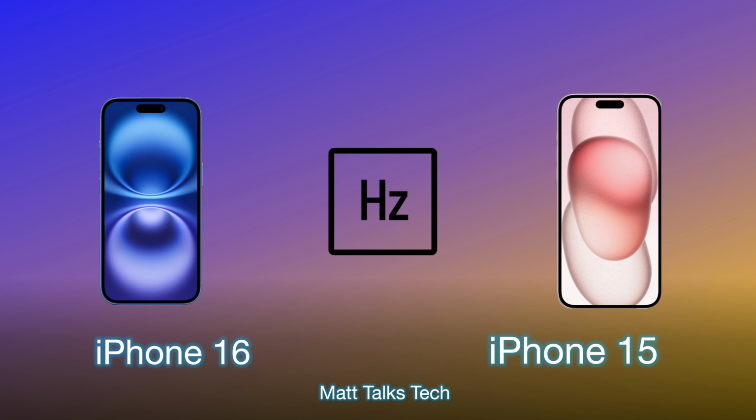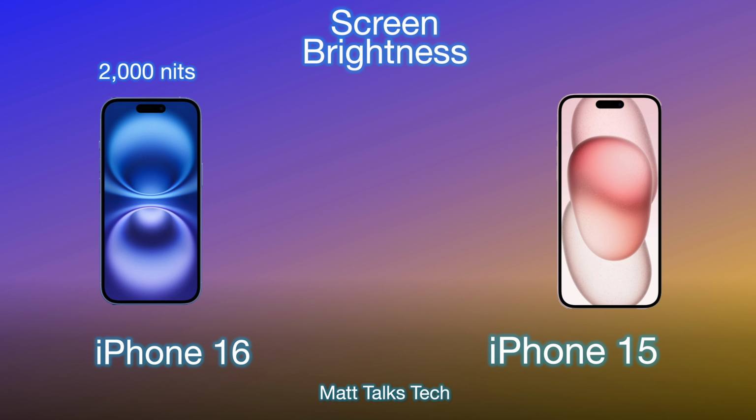For the actual screen brightness, what is interesting here is both the iPhone 16 and the 15 go up to 2000 nits of brightness outside. But one thing I would comment on, what's not shown here, is that the iPhone 16 can actually go down to 1 nit of brightness too. That is helpful if you're in the dark, for example, and your special one is going to sleep next to you or whatever, you're not going to cause too much disturbance there. So that's useful to know.